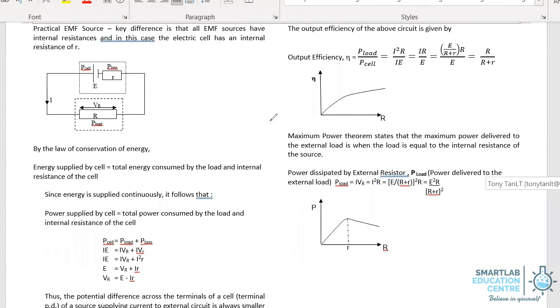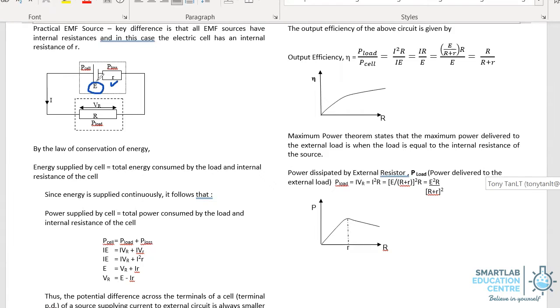Before I look at the maximum power theorem, it is important for us to note henceforth, unless otherwise stated, we will always assume there's an internal resistance in any EMF source that's given. And in this case, with an internal resistance, it will also give rise to power loss. Let's take a look at the example.